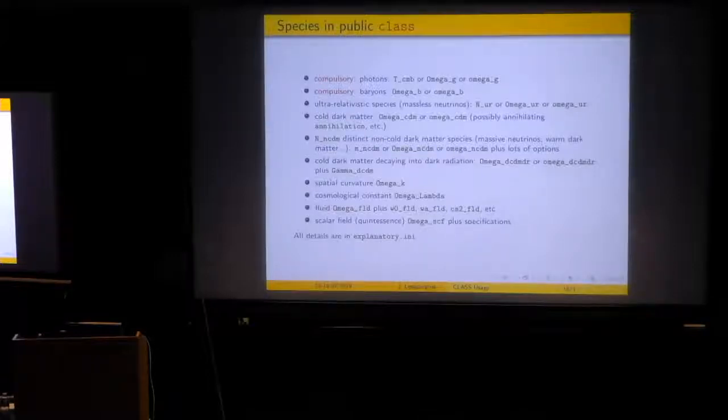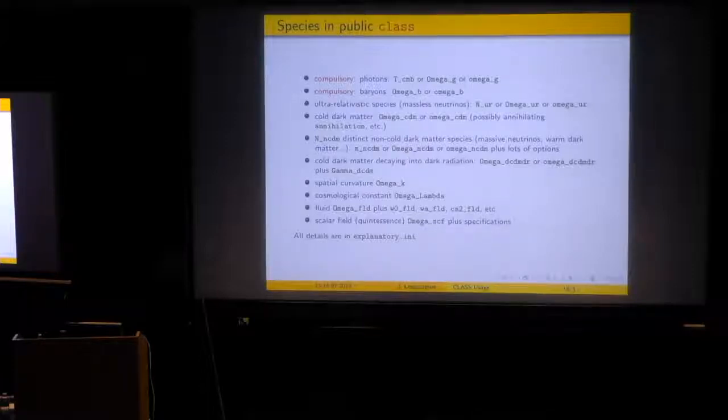And for each of them, as I already told you, you have the choice independently between different formats. The next one is ultra-relativistic species, which could be massless neutrinos or many other things: axions, moduli, whatever. They are all grouped as UR for ultra-relativistic species, and you can pass their density as a big omega, small omega, or contribution to N_eff, the effective neutrino number. Of course, you have cold dark matter, and we will see that there are options for cold dark matter. It can be simple, or it can be annihilating or decaying.